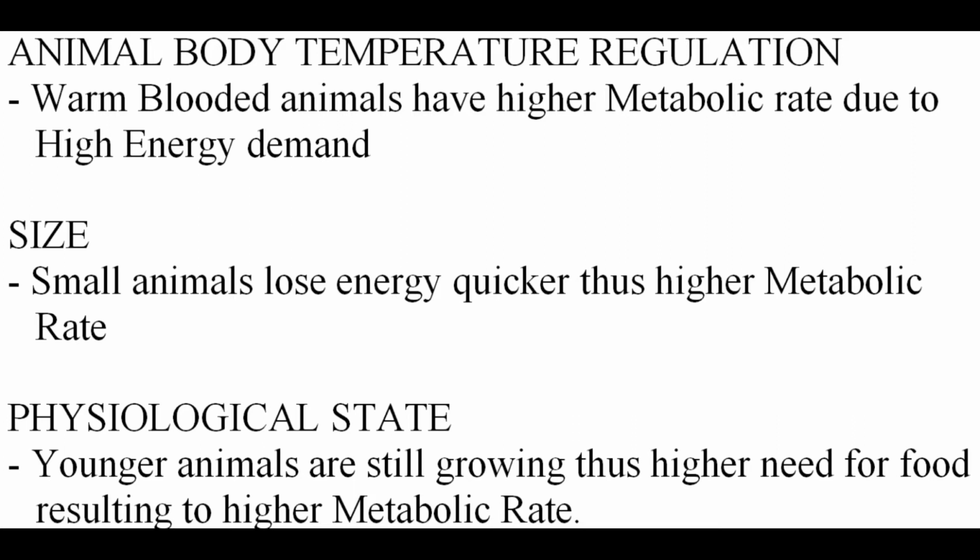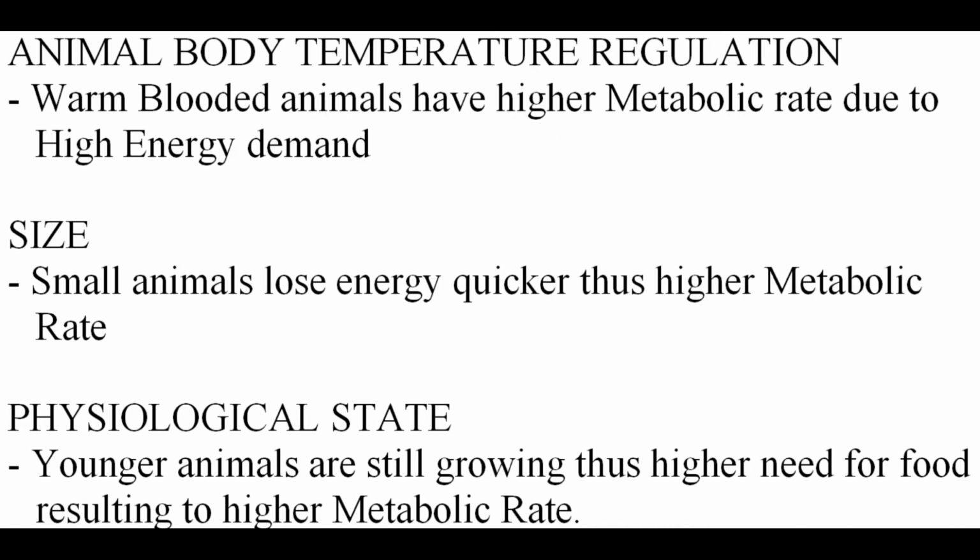First is the animal body temperature regulation, next is size, then physiological state. In the animal body temperature regulation, birds and mammals need to maintain a certain temperature to maintain homeostasis, thus having a higher metabolic rate due to the higher need of energy. Smaller animals lose temperature faster compared to larger animals, thus constant food intake is required for energy and to maintain a constant temperature. Thus, smaller animals have higher metabolic rate.